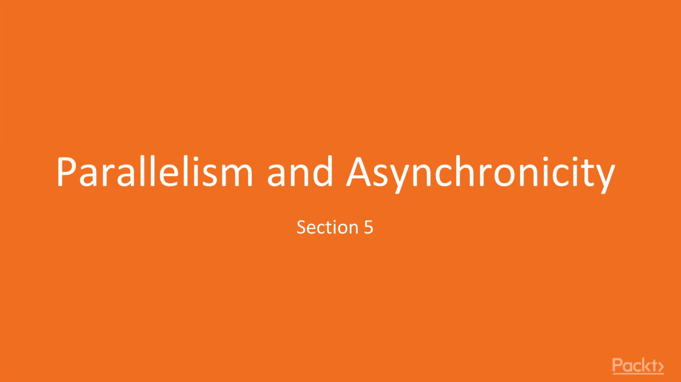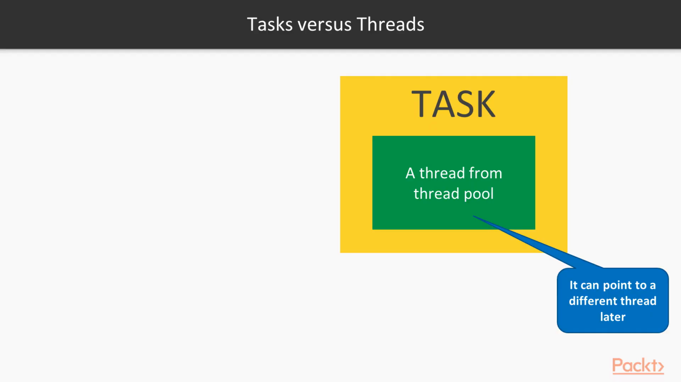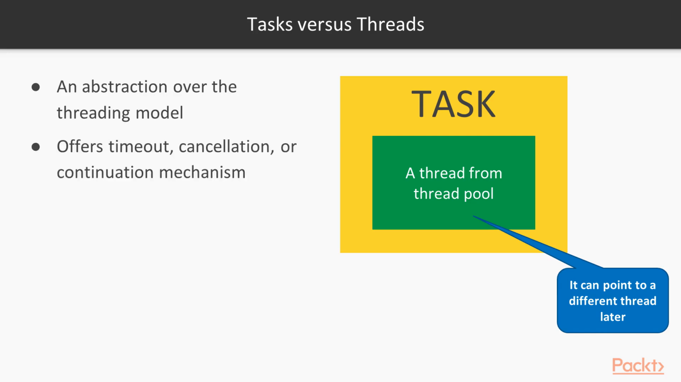Hello, in this section we will look at parallelism and asynchronicity. The first mistake was overusing threads instead of tasks. If we compare tasks and threads, actually a task is an abstraction over the threading model, though there are many cases where a task doesn't have to be related with a thread at all. A task offers facilities such as timeout, cancellation, or continuation mechanism.